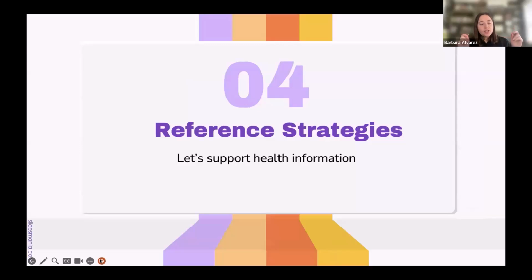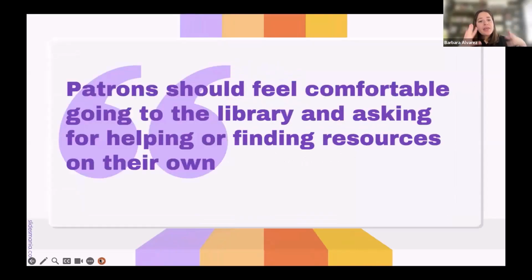Okay, now let's get into a couple of reference strategies so that we can support health information. The main thing is that, yes, Ellen, I believe that is the right link. And again, it might not be available in some libraries, depending on what your firewalls are. But I believe that is the right link.